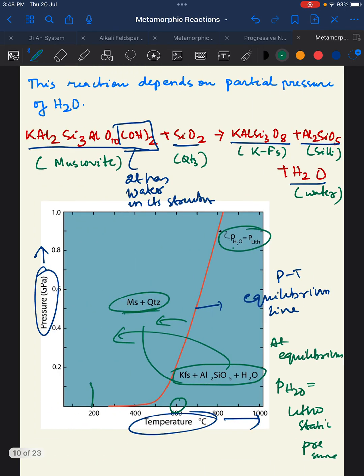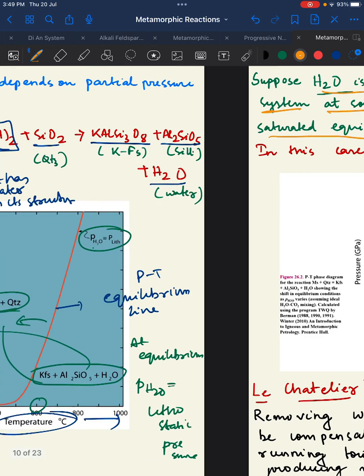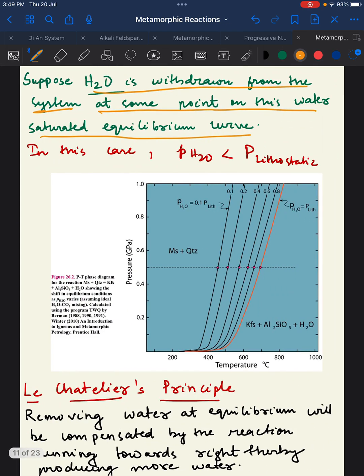Now let us take a condition. Suppose there is a condition where water is withdrawn from the system. Water is withdrawn from the system means the water from the system is getting removed at some point on this water saturated equilibrium curve. This line, where PH2O is equal to P lithostatic, the partial pressure of water is equal to the lithostatic pressure, is called the water saturated equilibrium curve.